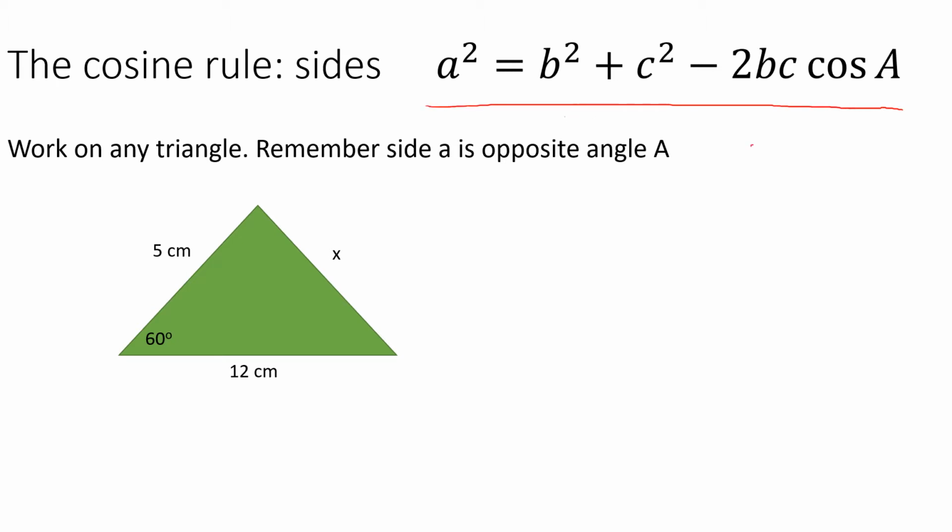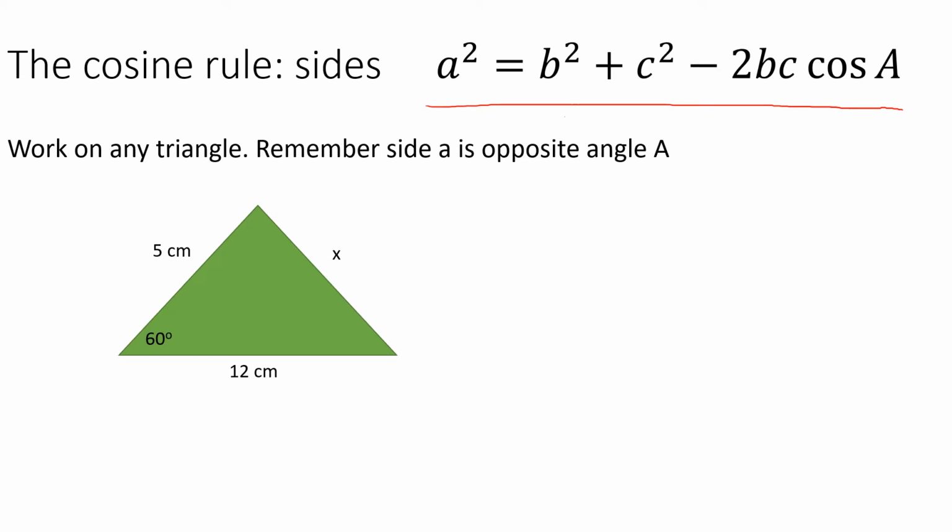And remember that when we're labeling our triangles, when we talk about side A and angle A, they're always opposite each other. So we could have a triangle that we labeled something like that. Sides in lowercase, angles in uppercase. I'm going to go straight into an example here.